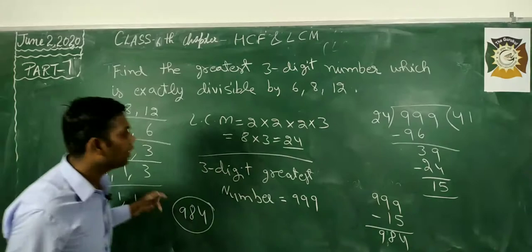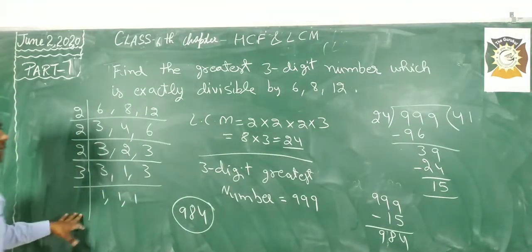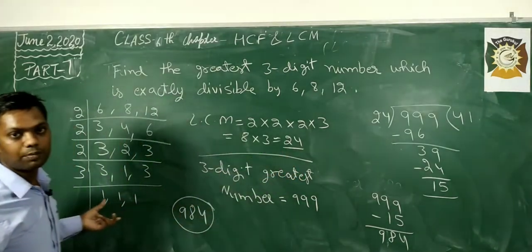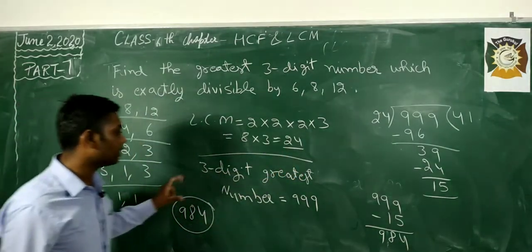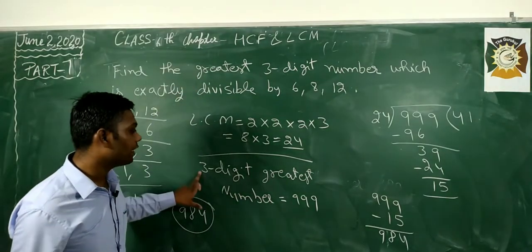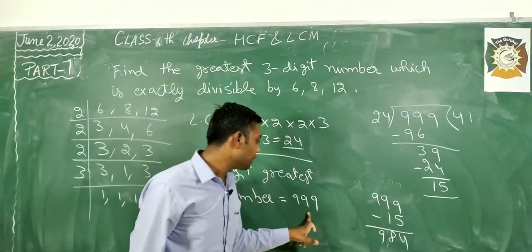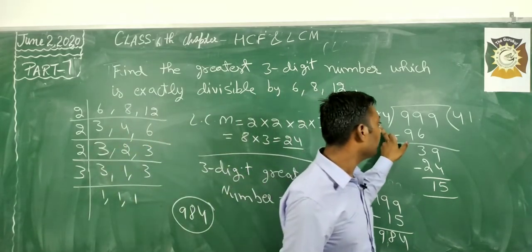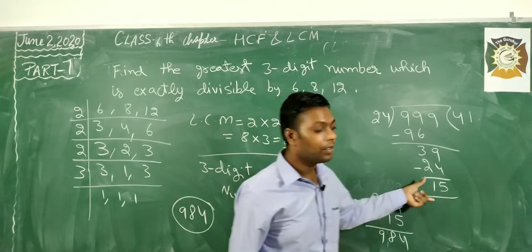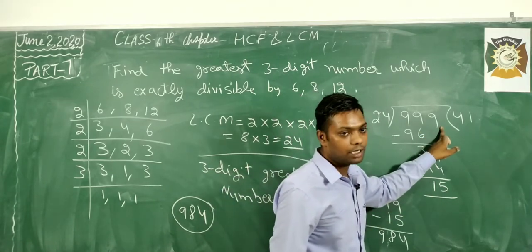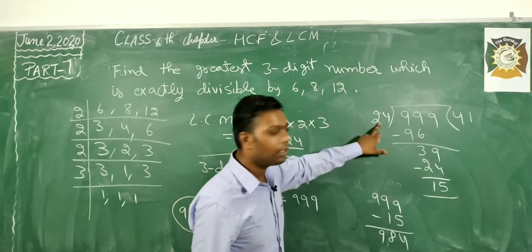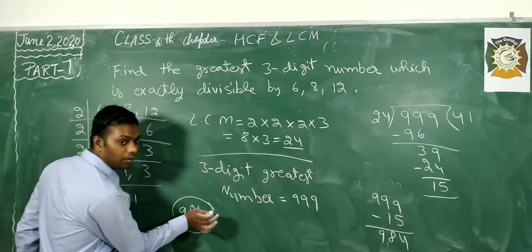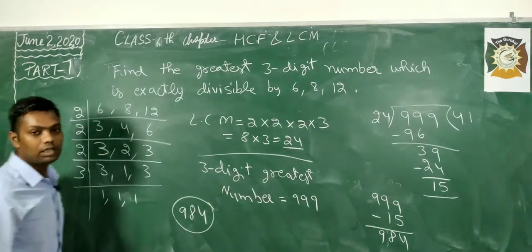I repeat it. First we have to find the LCM of these 3 numbers, and the LCM is 24. You can find the LCM by any method: short division, common division, or prime factorization. Now the greatest 3-digit number is 999. Divide it by 24, the remainder is 15. If you subtract 15 from 999, we get a number divisible by 24, and that number is 984, which is our required answer.